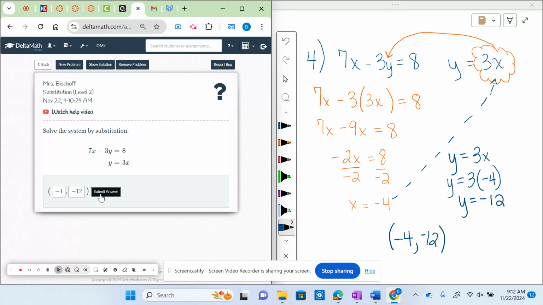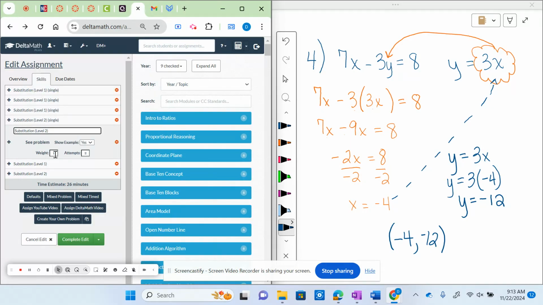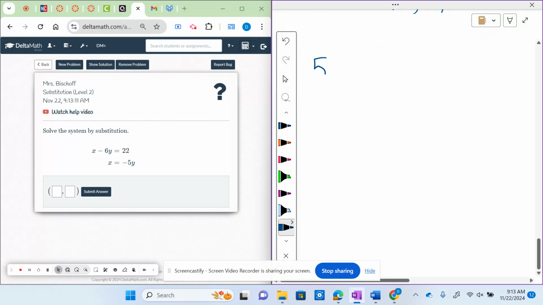Okay. Did we try it? How do we feel about that? Okay, let's try one more funky one. So this is going to be question number 5 that we're writing in our journal. X minus 6y equals 22, and x equals -5y.